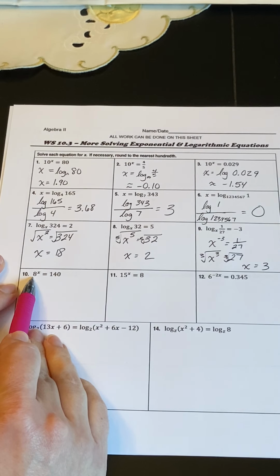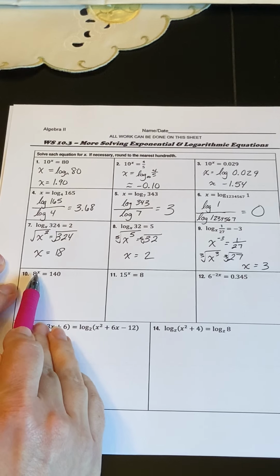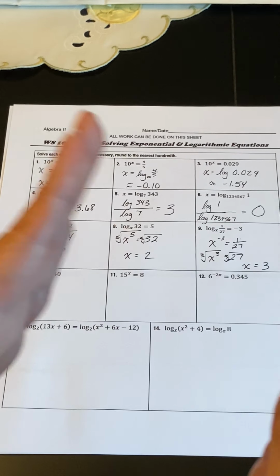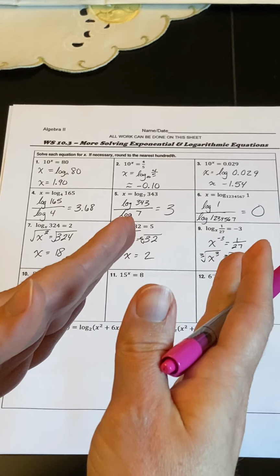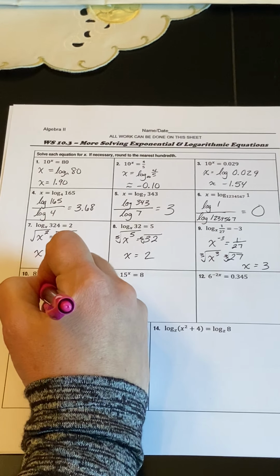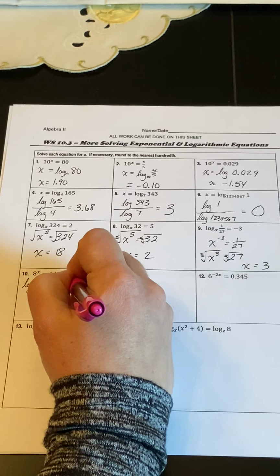So the way we can handle this is to think, the way you undo an exponential is a logarithm. And the way we solve equations is whatever we do to one side of the equation, we have to do to the other side of the equation. So what I'm going to do here is take the log of both sides.